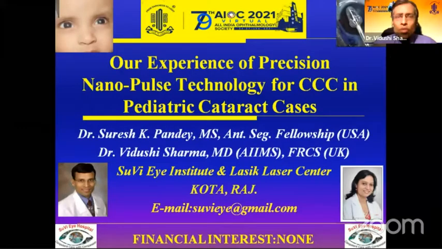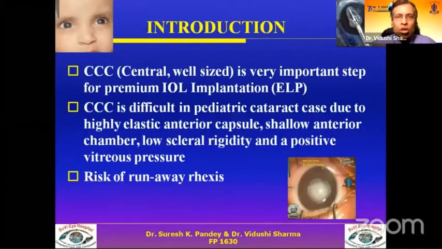As we all know, performing pediatric capsular access is very difficult because of the highly elastic anterior capsule, shallow anterior chamber, low scleral rigidity, and a positive vitreous pressure. So there are very high chances of runaway access or incomplete capsular access.